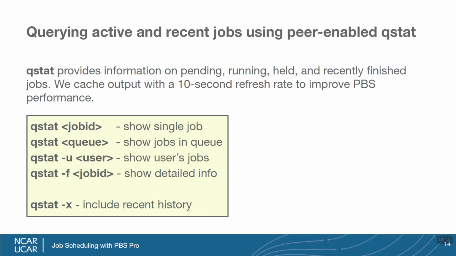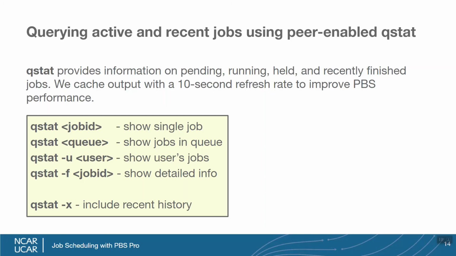Okay, so we've talked a lot about submission. Let's talk a little bit about querying. I can query active and recent jobs using qstat, and qstat is now peer-enabled, so it provides information on pending, running, held, and recently finished jobs on either server from anywhere on the systems.